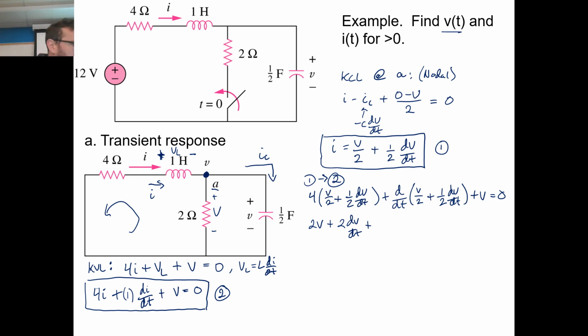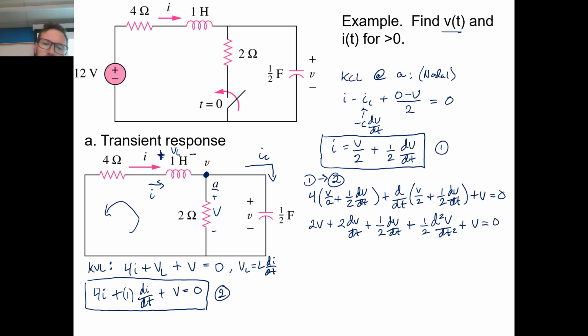Plus, now we're going to get d/dt of v over 2, so we get 1/2 dv/dt, plus d/dt of dv/dt is going to give you the second derivative of it, right? So we're getting half of the second derivative of voltage plus the voltage is all equal to 0. And now we're going to collect some terms and put everything in the standard form of the second order term, the highest order differential operator in the front.